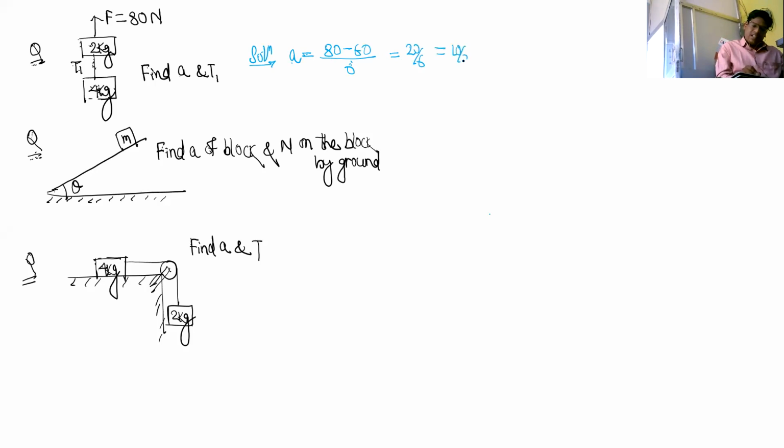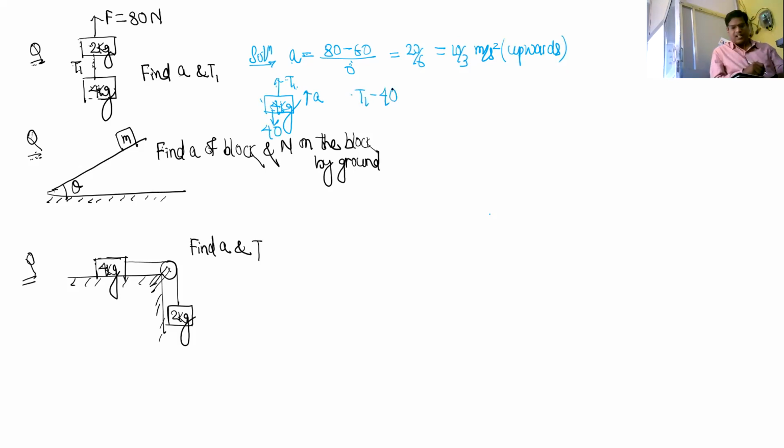So acceleration is 10 by 3 meter per second square upwards. Have you got this much? Yes, sir. So then if you want to find out the tension, draw the free body diagram of the 4 kg block. Here the tension is T1, acceleration is a, gravitational force is 40. So this comes out to be T1 minus 40.